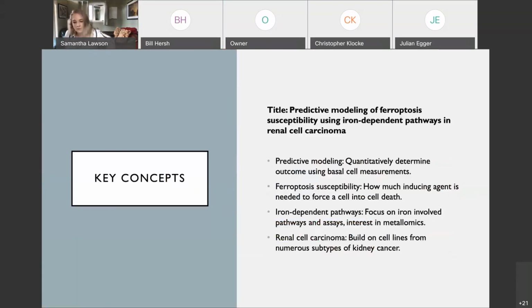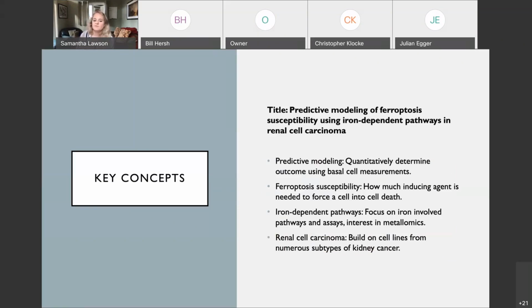So my final working title for this thesis is Predictive Modeling of Ferroptosis Susceptibility Using Iron-Dependent Pathways in Renal Cell Carcinoma. I want to break this down into 4 key pieces so that we all understand where we're going with the rest of the presentation. Predictive modeling: I emphasize this because I wanted to create a numerical tool that takes in one input measurement of a basal cell characterization, and then it gives that outcome variable of ferroptosis susceptibility. Ferroptosis susceptibility means how much inducing agent or how much treatment is needed to induce a cell type into ferroptosis, which is this newly discovered type of cell death that I'll discuss later on.